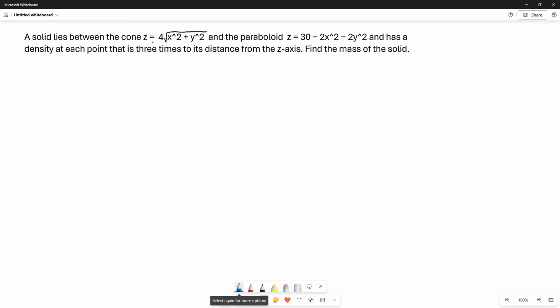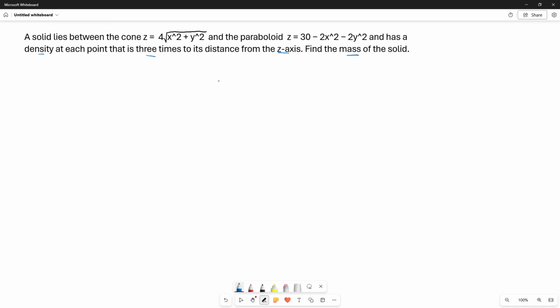A solid lies between the cone, z equals 4 times the square root of x squared plus y squared, and the paraboloid, z equals 30 minus 2x squared minus 2y squared, and it has a density at each point that is 3 times the distance to the z-axis. Find the mass of the solid.